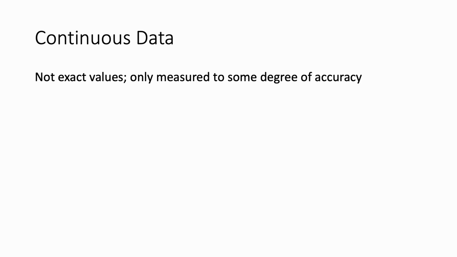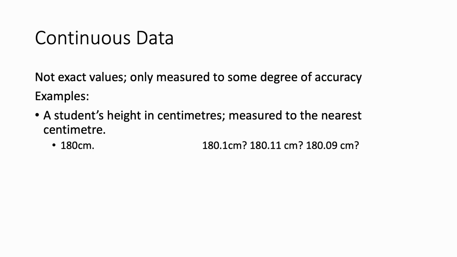Hi guys, after discussing categorical data previously, let's now discuss continuous data. Continuous data is never written out exactly. Instead, it is given only to a certain degree of accuracy. For example, can you describe your height exactly? Well, maybe up to the nearest centimeter, even in millimeters.